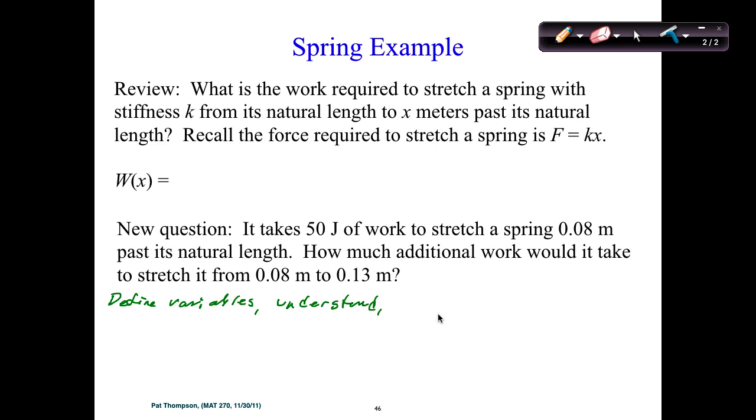And then no, I don't want you to calculate an answer, but just set up a mathematical statement or statements that would lead us to answering this question. So we're going to define variables, understand the question, and set up the math to model what's going on here.